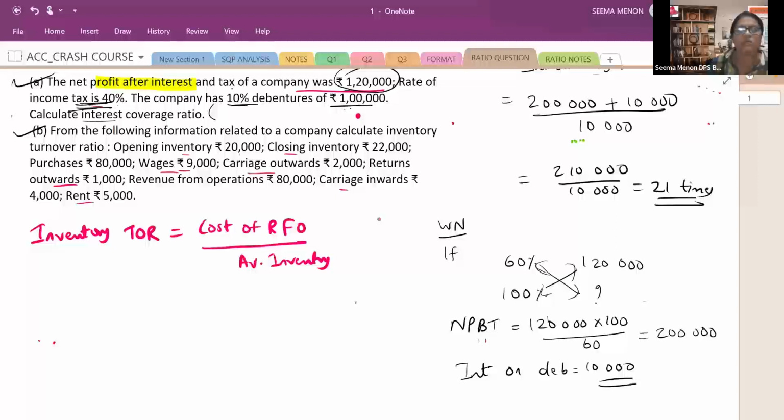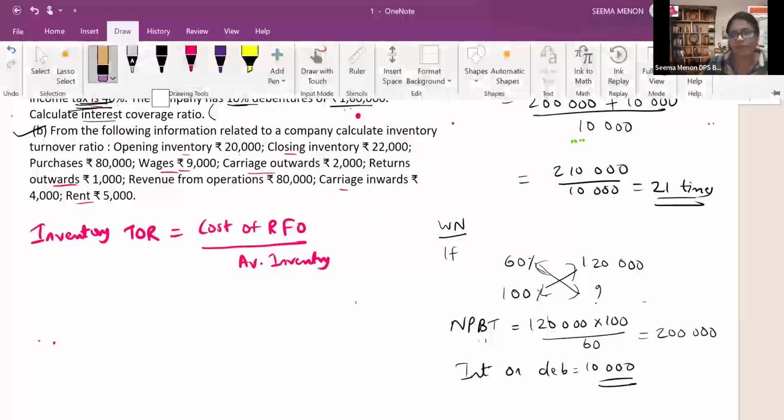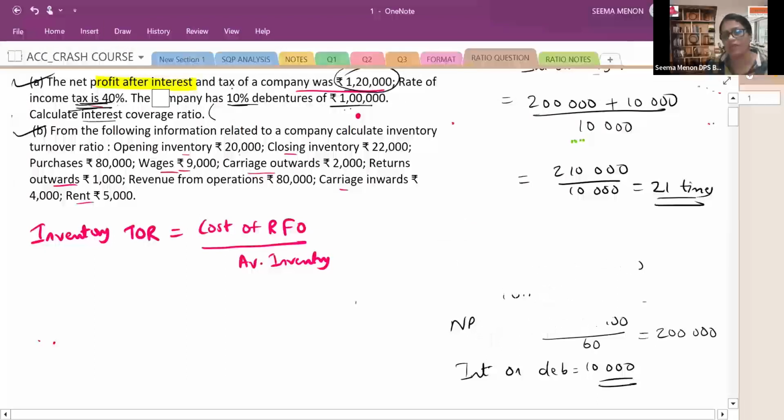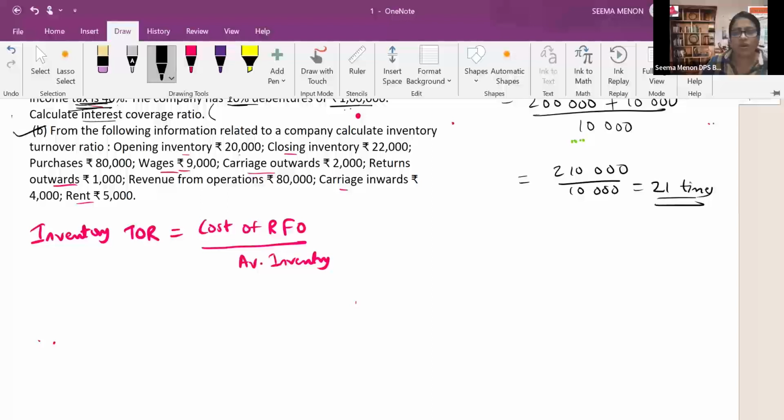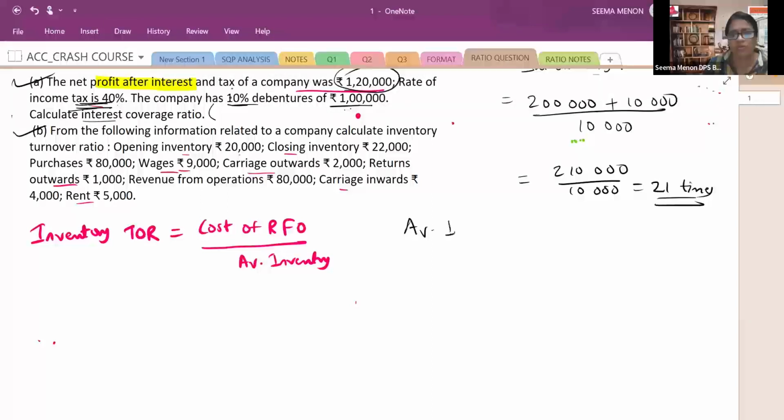Average inventory is equal to, so I'm going to just erase the previous one. Average inventory is equal to, what is the formula? Opening inventory plus closing inventory upon 2. So let's continue with that. Average inventory is equal to opening inventory plus closing inventory, I'm writing in short form, opening inventory plus closing inventory upon 2.